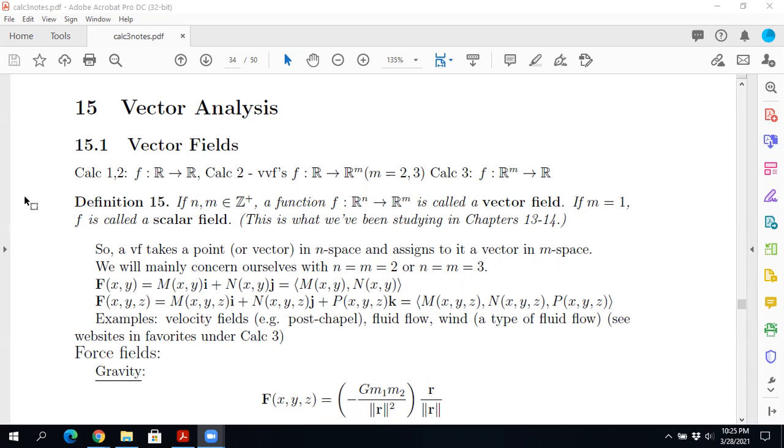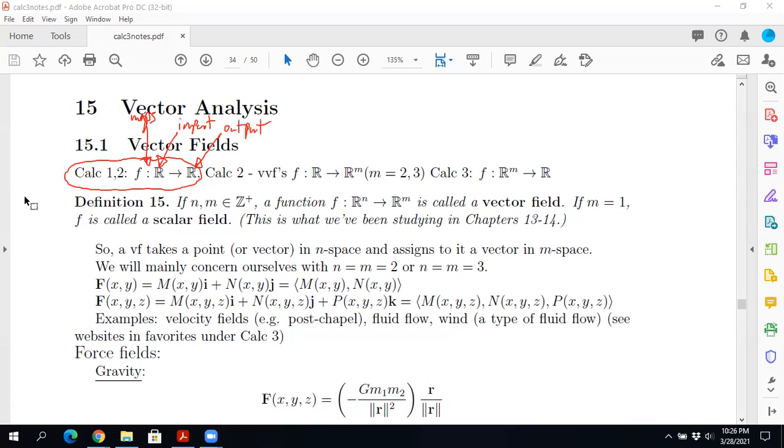So first of all, in this first line right here, we see that in Calc 1 and Calc 2, we studied functions of a single variable, okay? The way we notate that is like f colon real numbers to real numbers. These first things are inputs, and these things right here are where the outputs live. So f takes inputs from the real numbers to outputs in the real numbers. We studied functions of that sort in Calc 1 and 2.